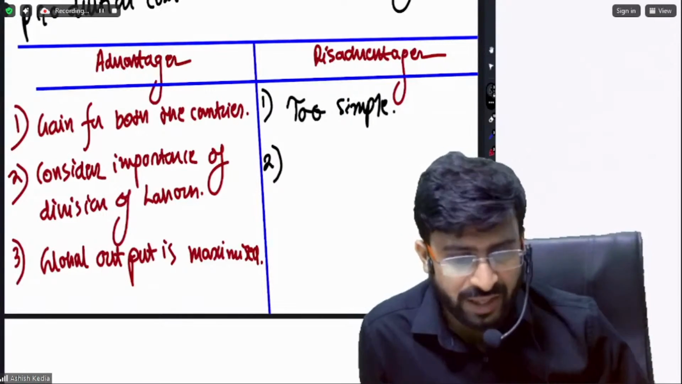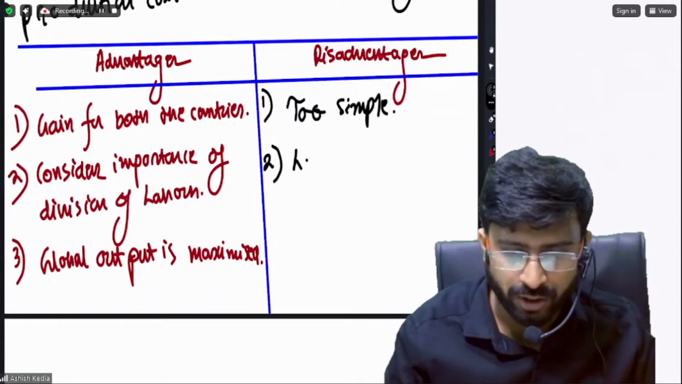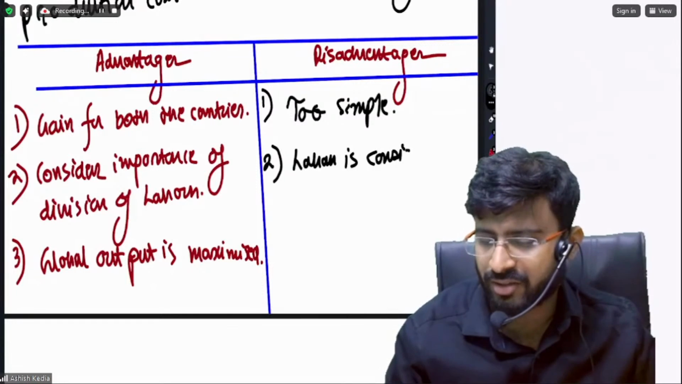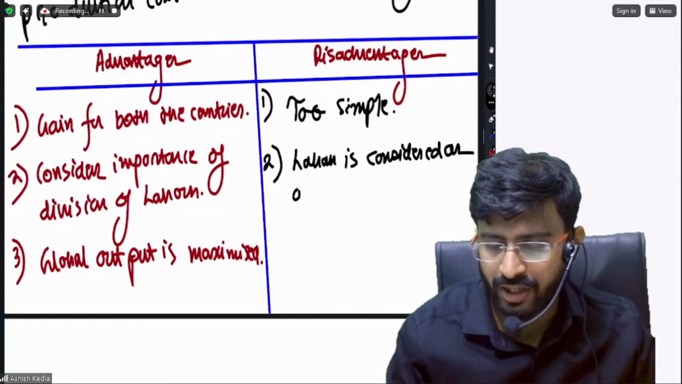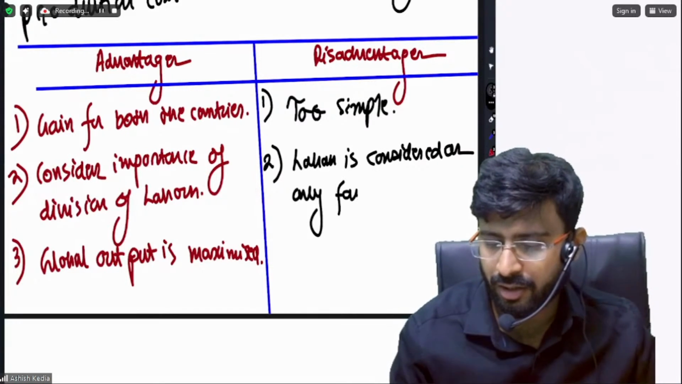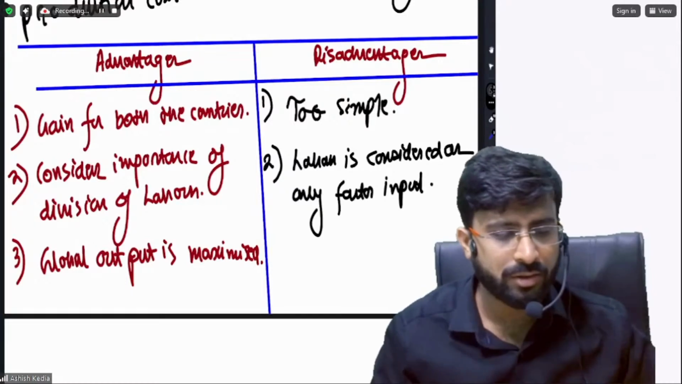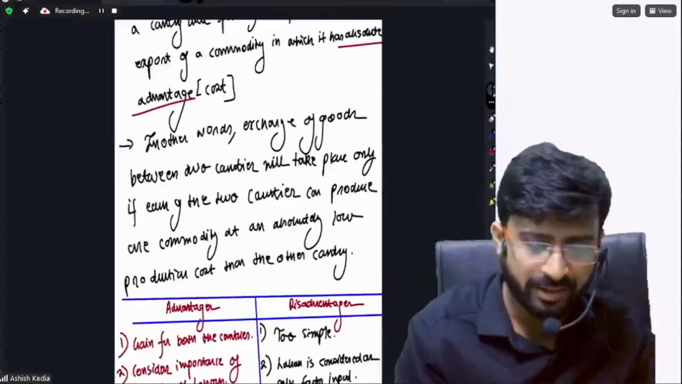It's too simple. Second thing is, labor is considered as the only factor input here. These are the two major disadvantages.